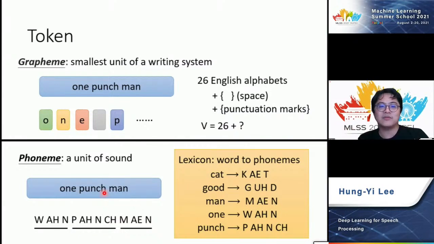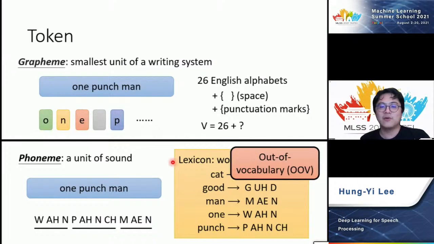However, the problem of using phonemes is that you need a lexicon. If a word is not in the lexicon, this is called out of vocabulary, or OOV, then you do not know the phoneme sequence of this word. You need another way to guess the phoneme sequence of the word. And grapheme is lexicon free. This is the benefit of graphemes.